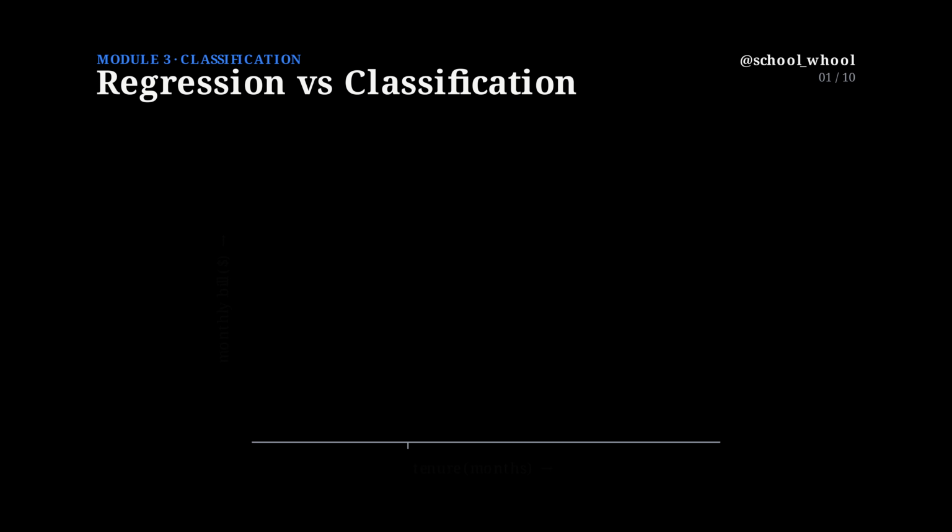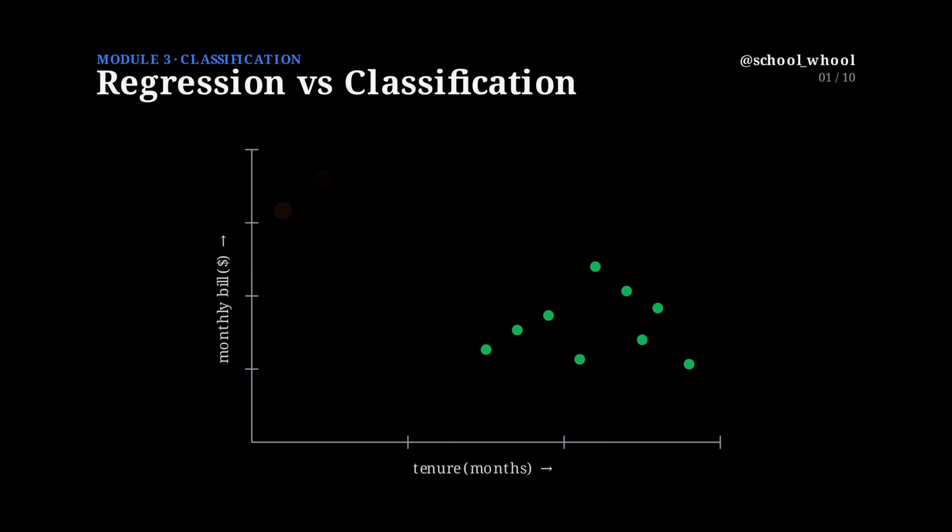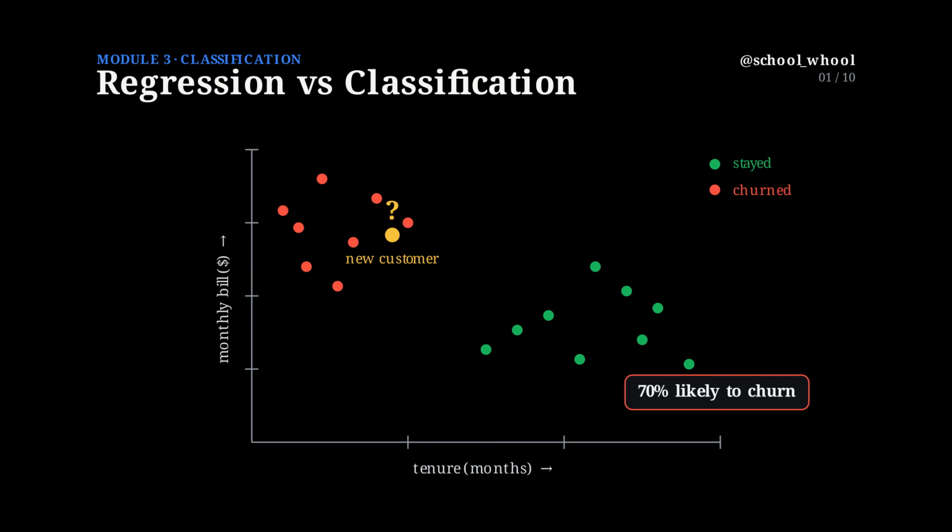Customer churn. Each dot is a customer. Green customers stayed, red ones left. Their features, how long they've been with us, and their monthly bill, spread them across the chart. Now a new customer arrives, and we don't yet know their fate. The model's job is to decide which group they belong to.